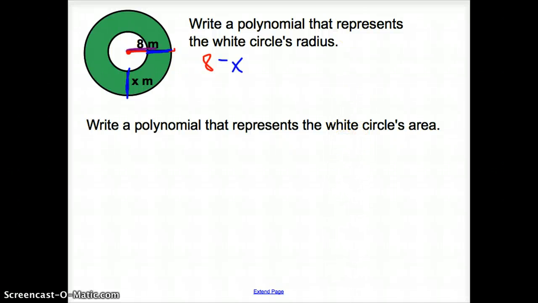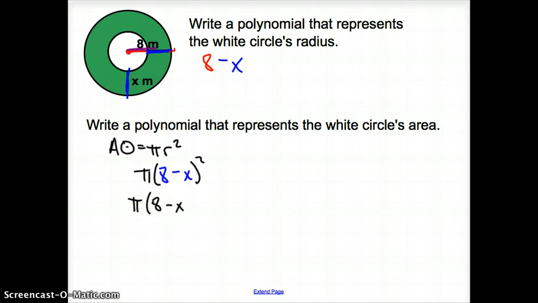Now we are asked to write a polynomial that represents the white circle's area. Well, the very first thing we have to know, though, is the area of a circle is pi times the radius squared. All right? Well, now we just have to plug things in. Well, I bring down the pi. My radius now is 8 minus x, and that is being squared. Well, now it's just like all the problems that we've had before. I have a pi, and then it's 8 minus x, and then I have to take it 8 minus x.